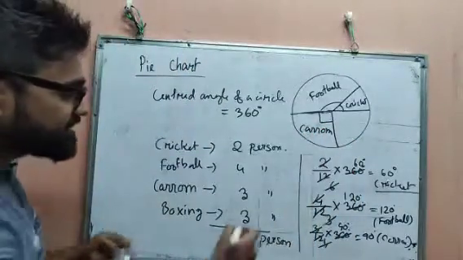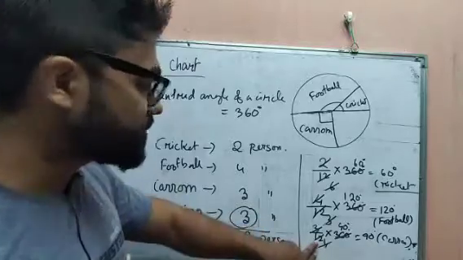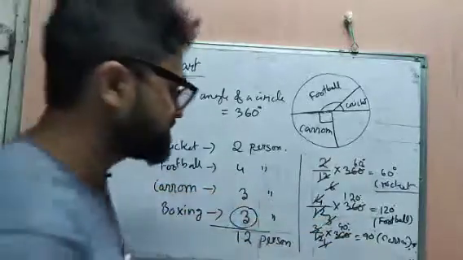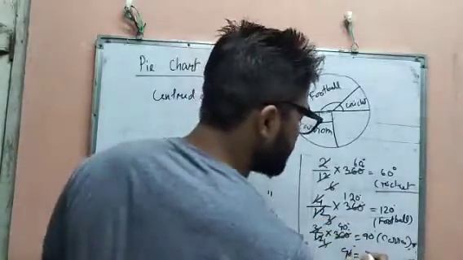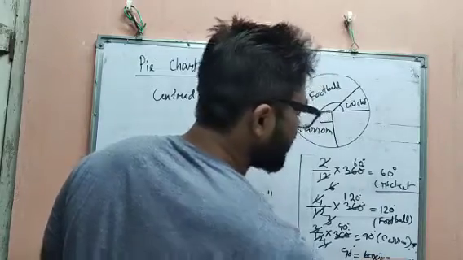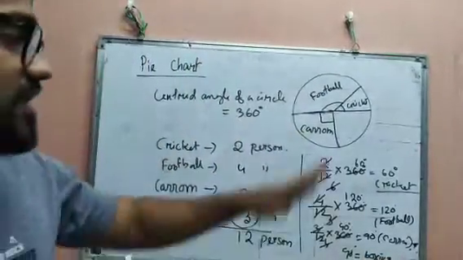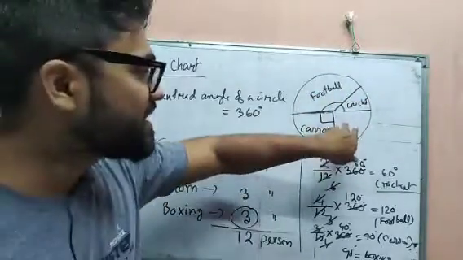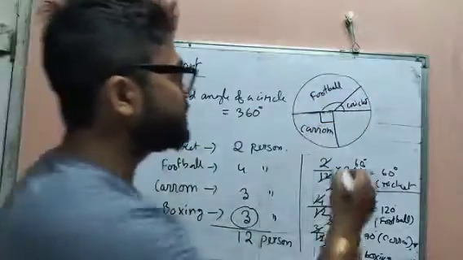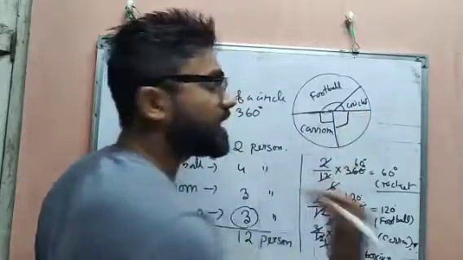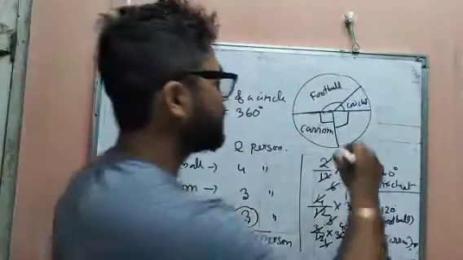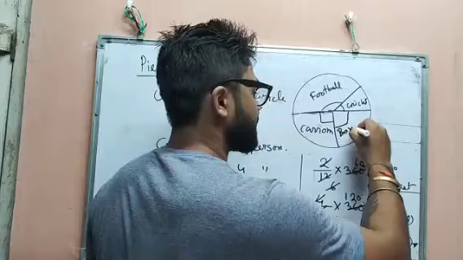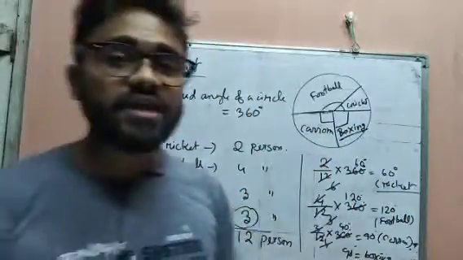And the last one we have is boxing. Boxing is also 3 persons, so you will get 90 degrees obviously. As you are getting 90 degrees for boxing, if you measure the angle of the remaining part, then you will automatically get this also as 90 degrees, and this will represent boxing. So this is how you have to represent the data in a pie chart.